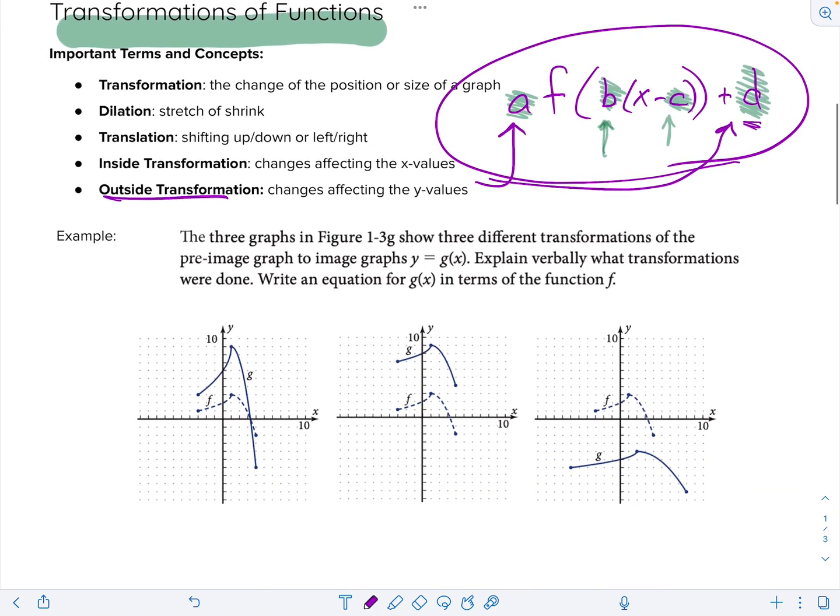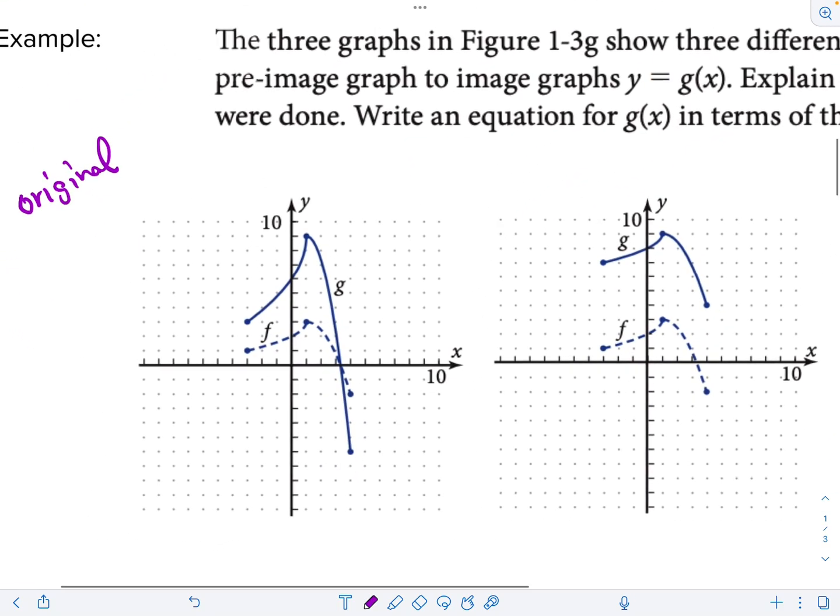So in this example, we always have an original function, and in this case, it is the dotted one that's f. So f is the original. And then in each of these, something's happened to change it. The three graphs show three different transformations. Explain verbally what transformations were done, and then write an equation. So that's what you do first: you look and see, how has f changed into g?